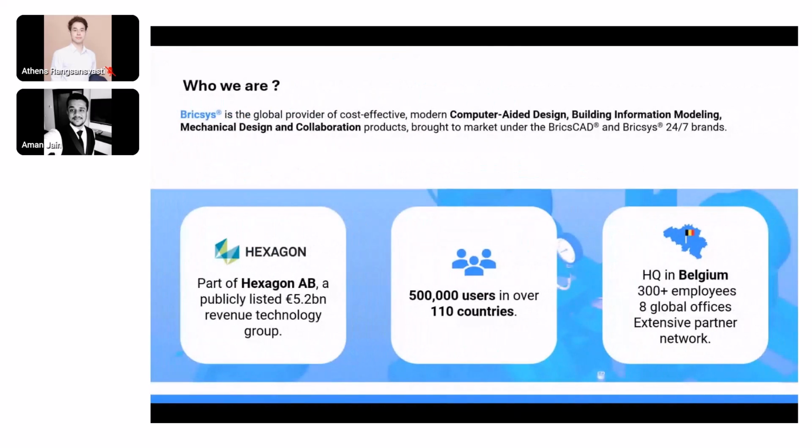So just to introduce Bricsys as an organization, we are a provider of cost-effective modern CAD, building information modeling, mechanical design, and collaboration products brought to the market under the BricsCAD and Bricsys 24/7 brands. We are now a part of a large conglomerate called Hexagon AB, which is a 5.2 billion euros revenue technology group with about 500,000 active users in over 110 countries. That shows the acceptance BricsCAD is receiving worldwide.